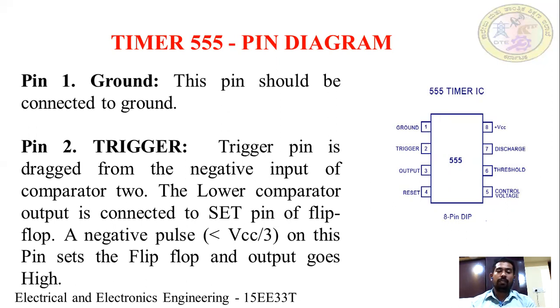The lower comparator output is connected to the set pin of the flip flop. A negative pulse that is less than VCC by 3 on this pin sets the flip flop, and the output goes extremely high. So whenever the negative pulse is less than VCC by 3, the output goes extremely high.